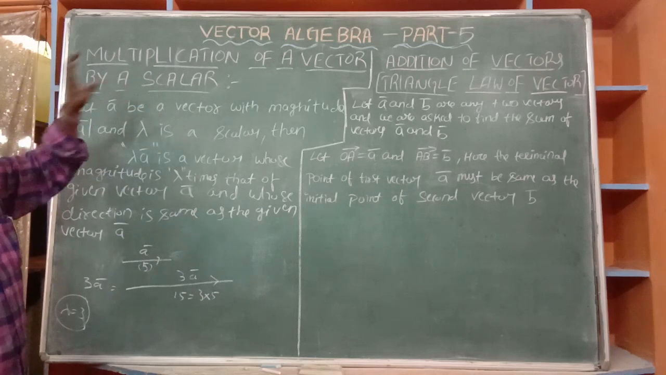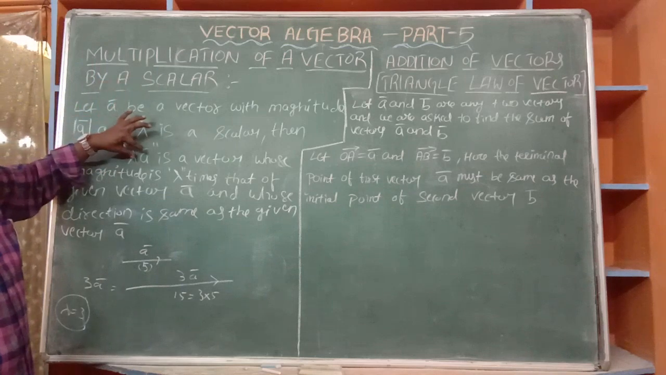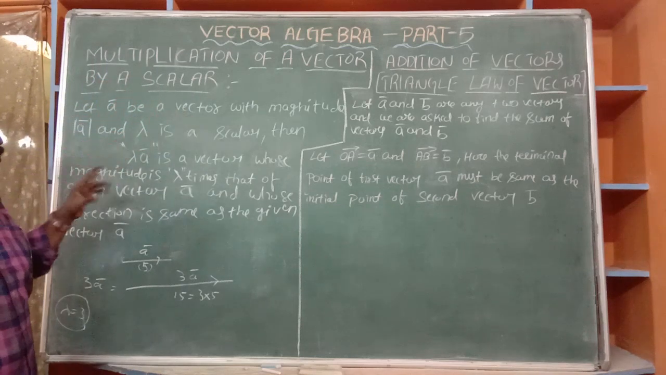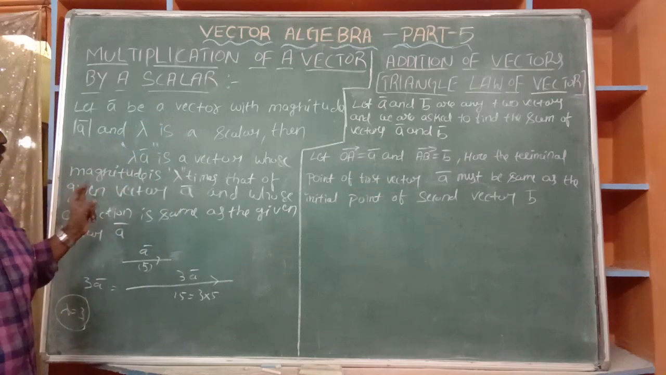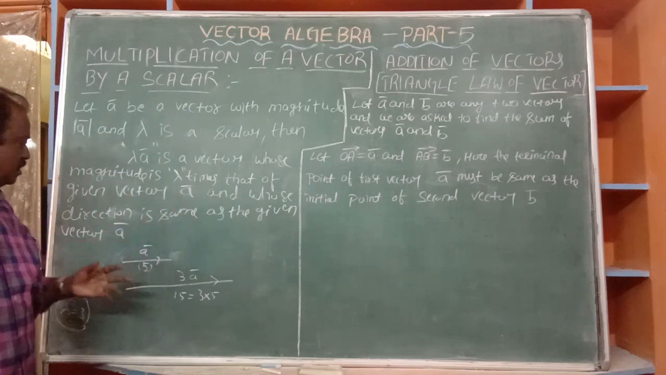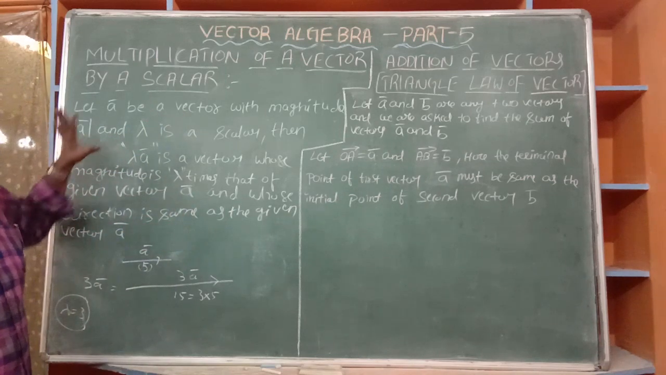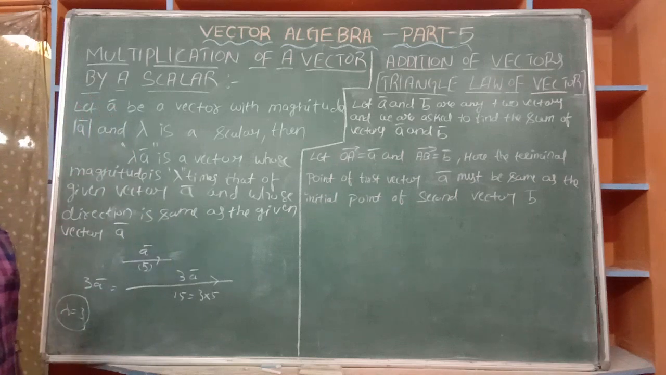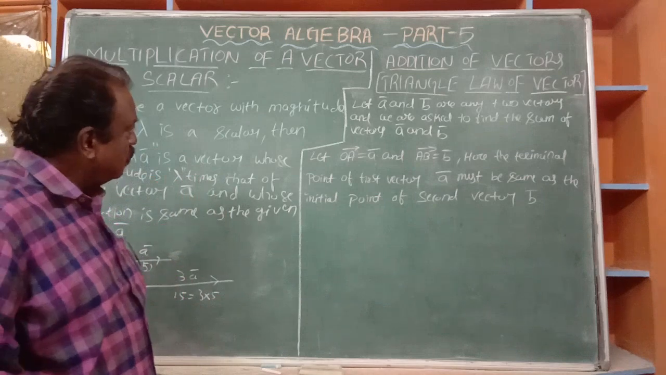A bar is a given vector and lambda A bar is a new vector whose magnitude is lambda times the magnitude of the given vector A bar and whose direction is the same as the given vector A bar. Okay, this concept is the multiplication of a vector with a scalar.